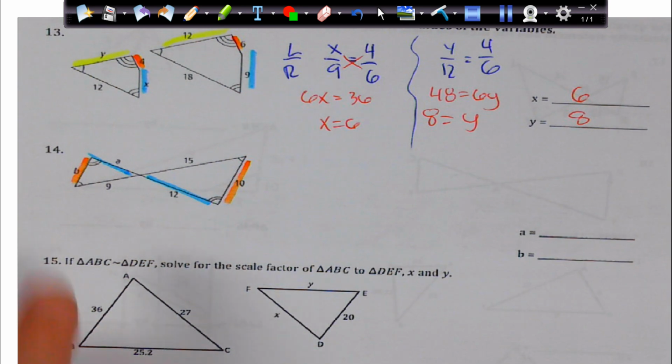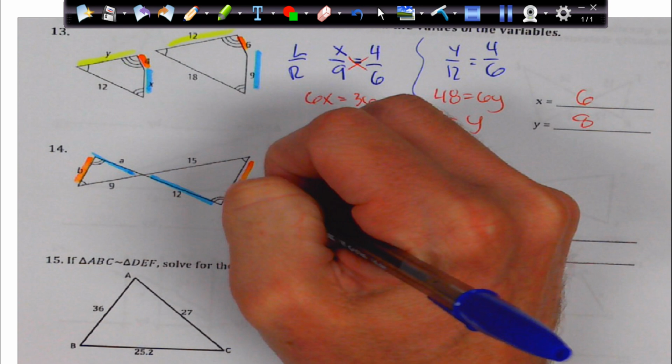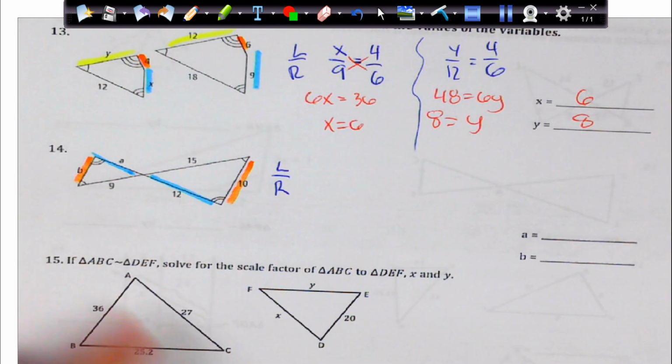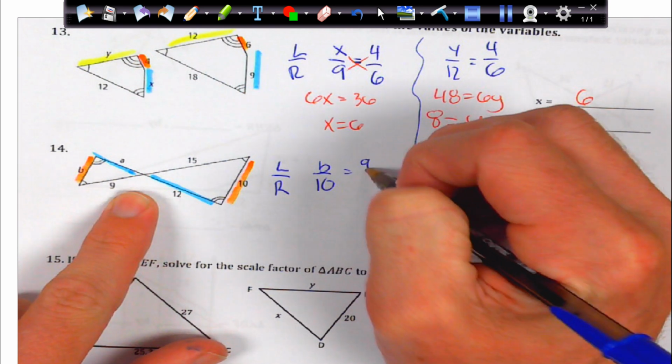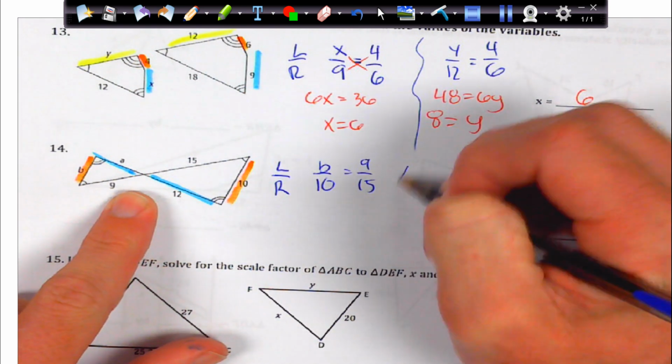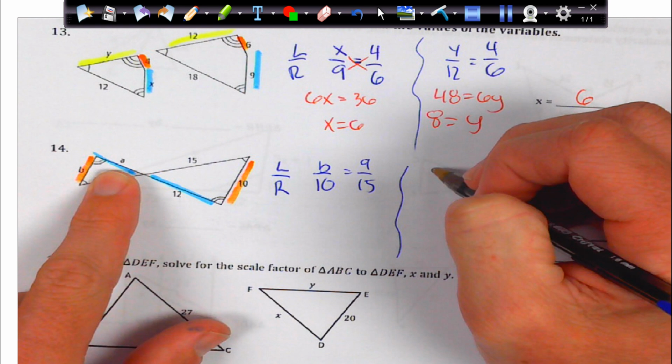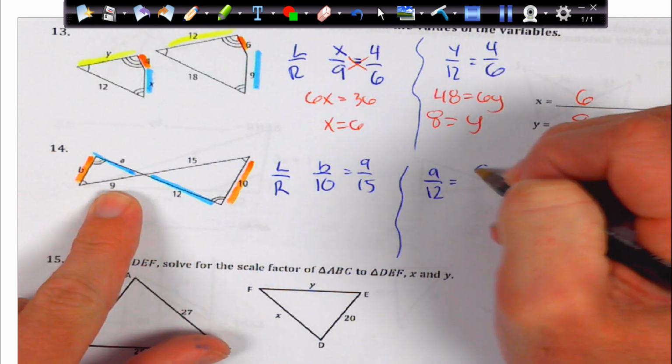So again, I'm going to go left to right to keep myself consistent. I like to set up that. I'm going to go b over 10, and then I need to use the 9 over 15. And then I'm going to do it again. This time I'm going to go a over 12 equals 9 over 15.